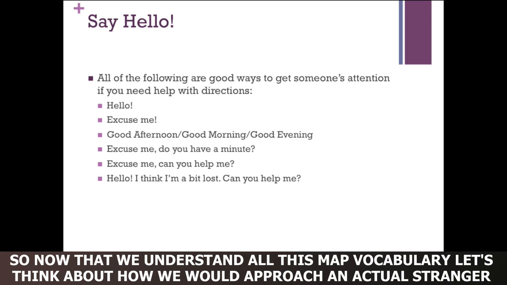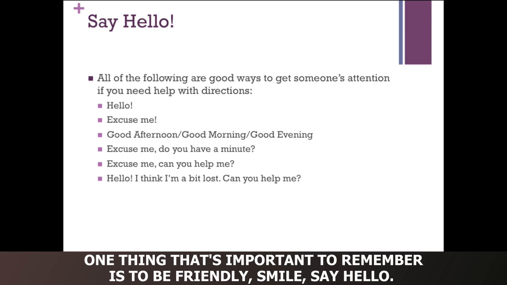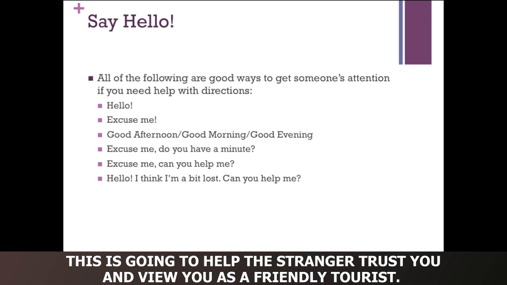So now that we understand all this map vocabulary, let's think about how we would approach an actual stranger in a strange city in English to get their attention and ask for their help. One thing that's important to remember is to be friendly. Smile, say hello. This is going to help the stranger trust you and view you as a friendly tourist.